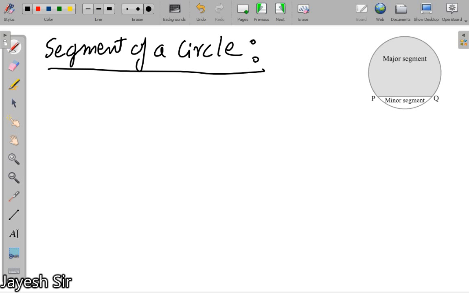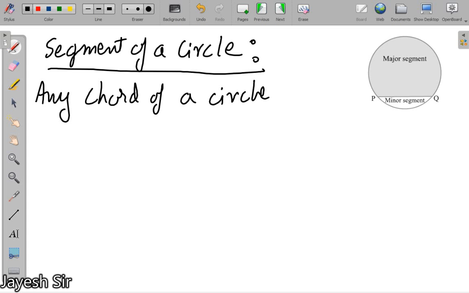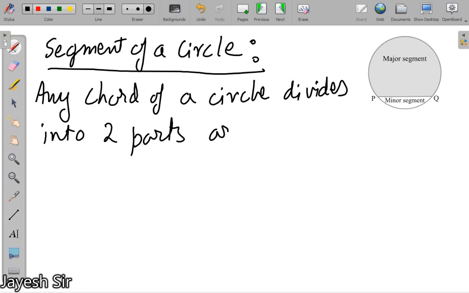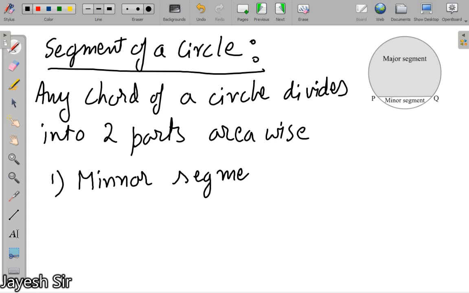So segment of a circle, what is segment of a circle? The chord, any chord of a circle divides it into two parts area wise. The smaller part is called minor segment, and the larger part is called major segment.